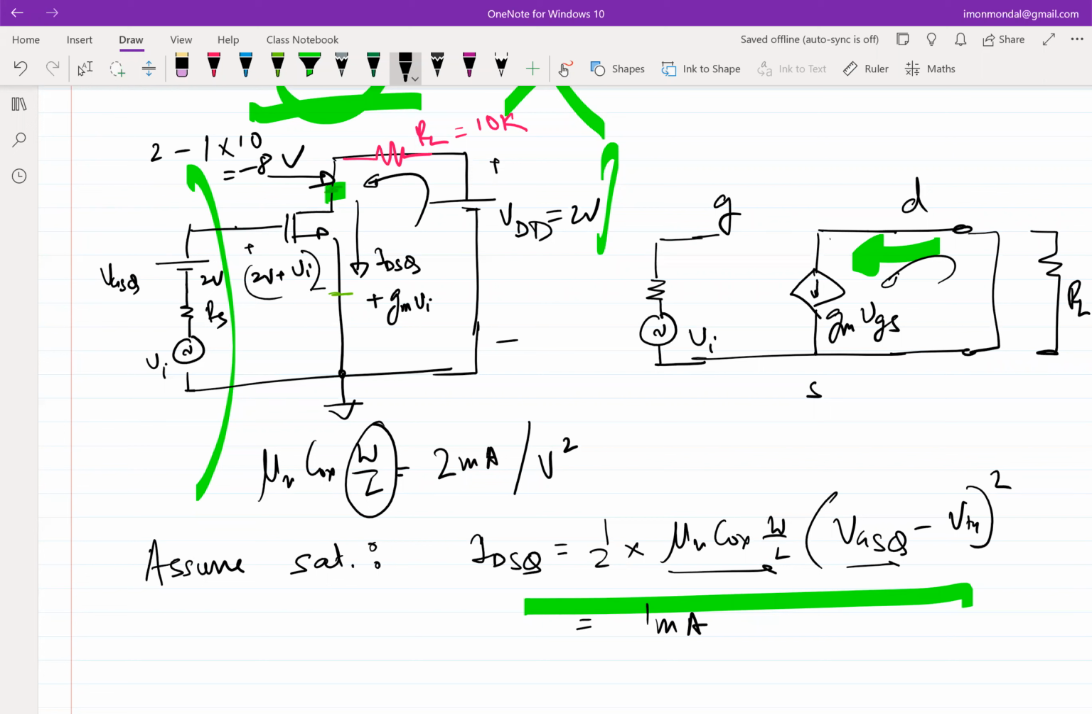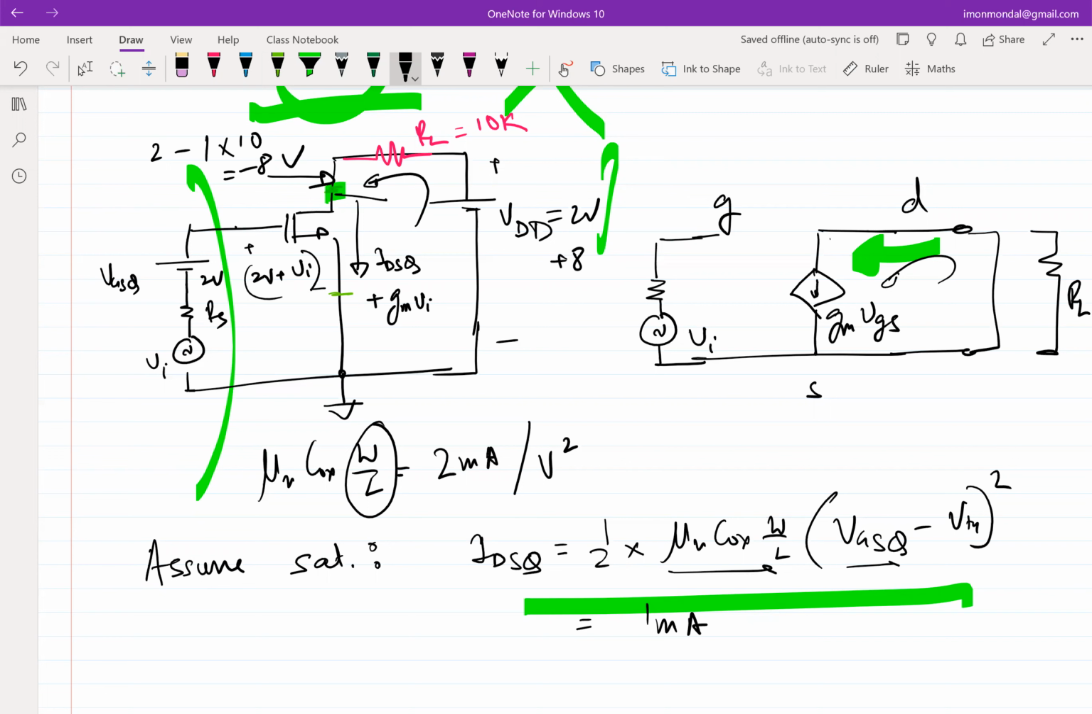I have to increase it by 9 volt, because if I increase it by 8 volt, and this goes to 10 volts, then the voltage at the drain will be minus 8 volt plus 8 volt, which is 0, right? But 0 is not sufficient, because how much do I want the drain voltage to be? At least I want it to be plus 1 volt, right?